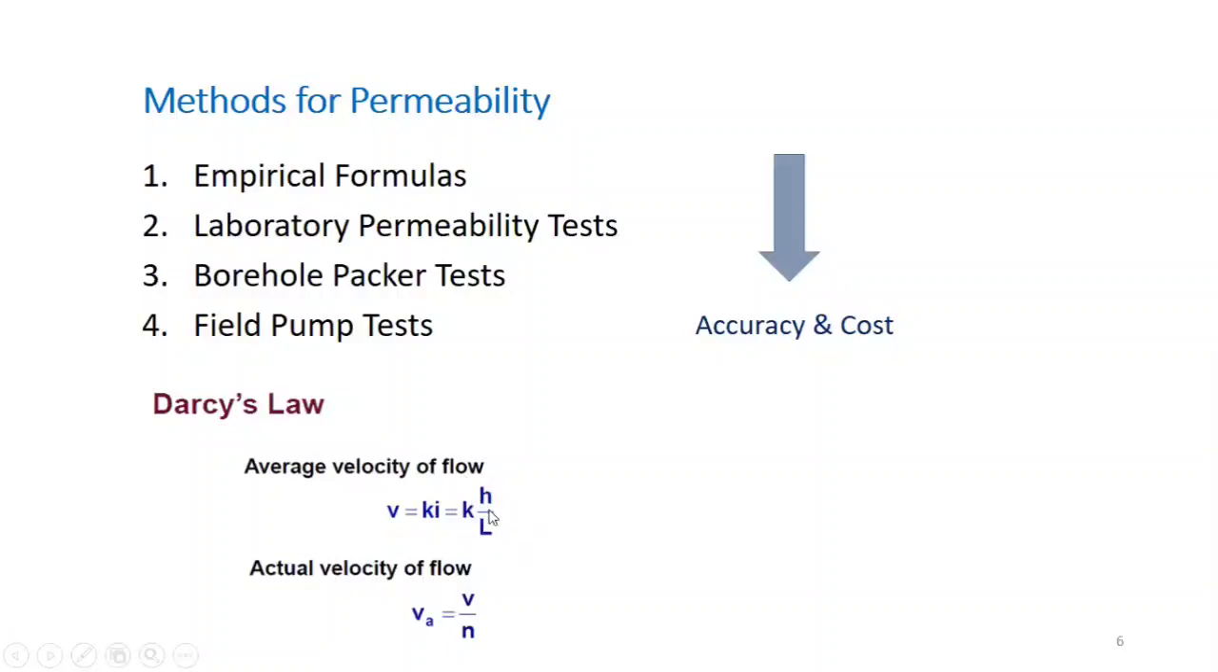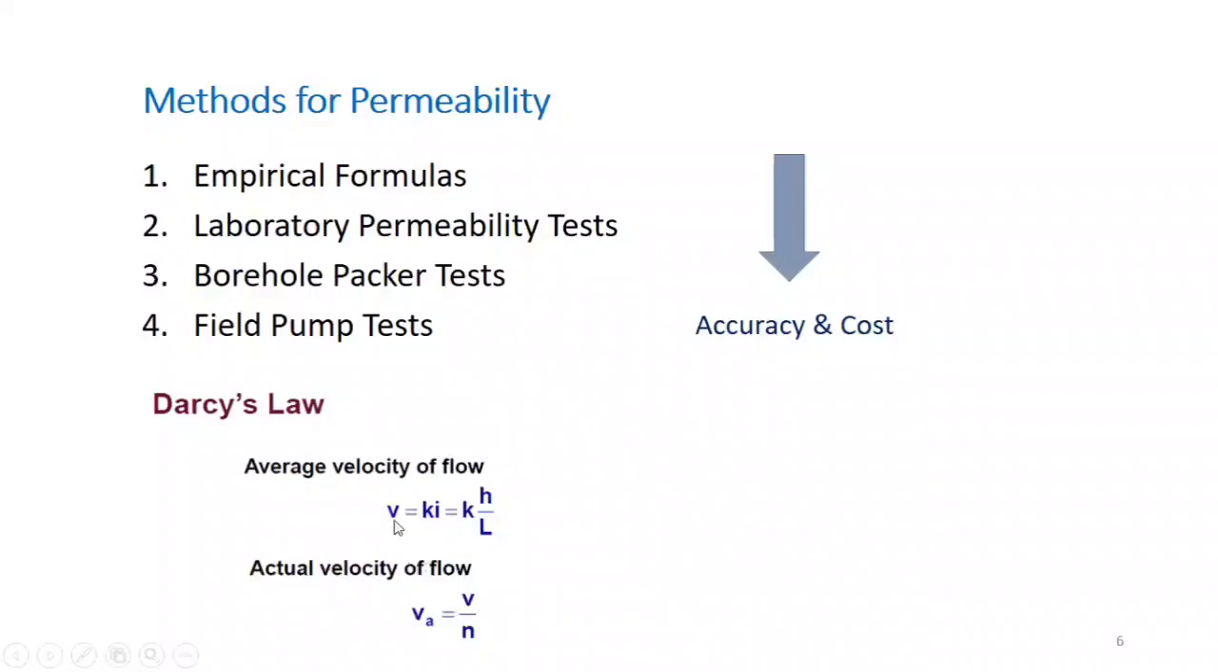But remember that this average velocity is actually based on the area of flow, considering the area of the solids as well as the area of the voids. That's why sometimes it is called the apparent velocity of flow, which is not the seepage velocity, not the actual velocity of flow.